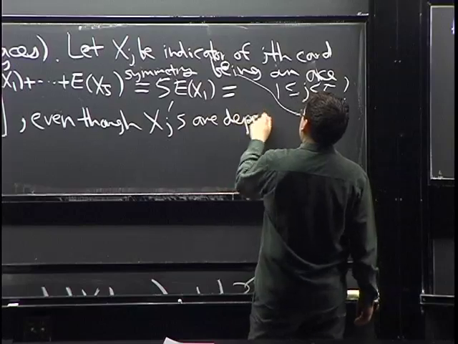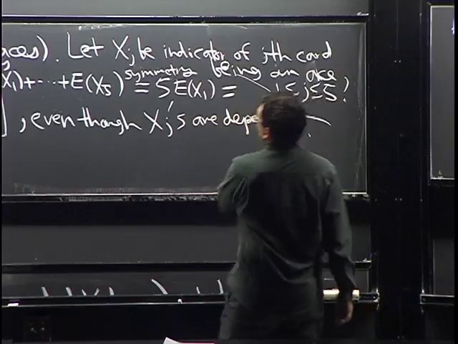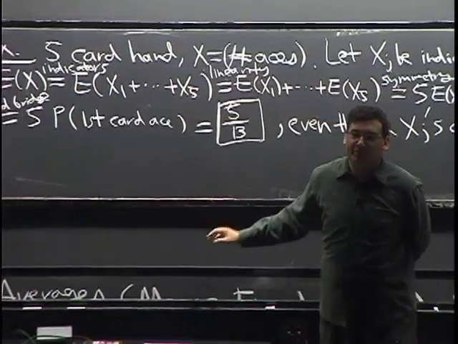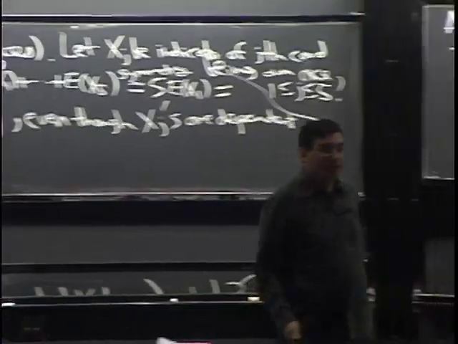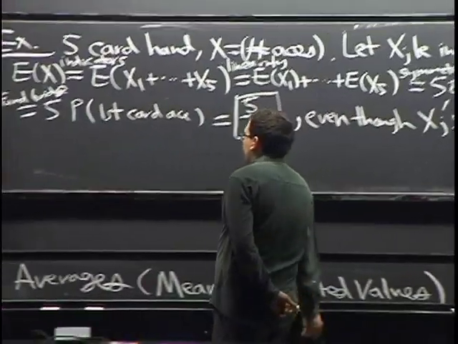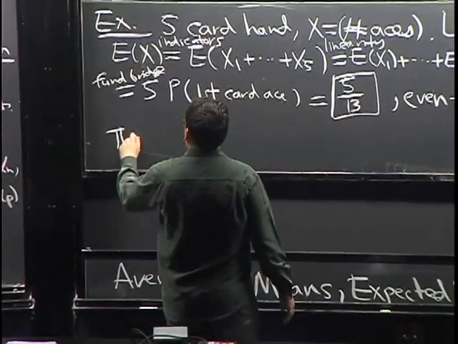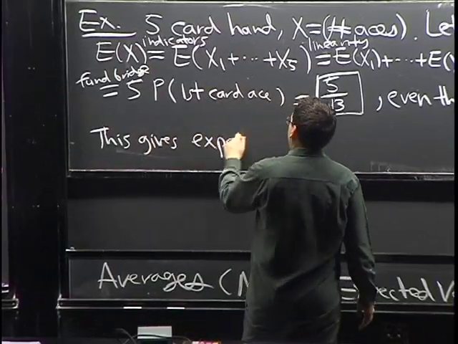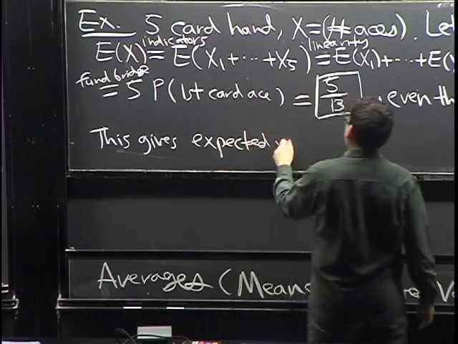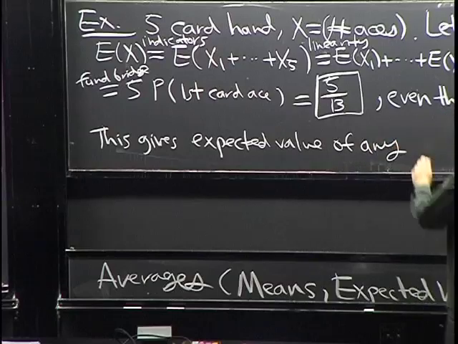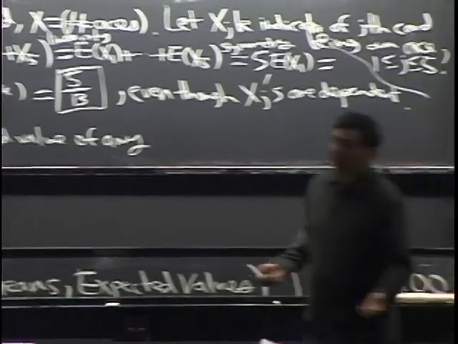So using these tools together is often a very, very powerful strategy. Indicators, linearity, symmetry, fundamental bridge, and you can solve a lot of problems. So I just did this as a concrete example, but in general, this gives you the expected value of a hypergeometric.